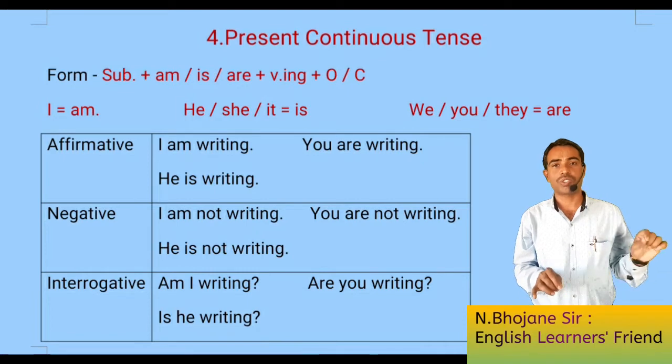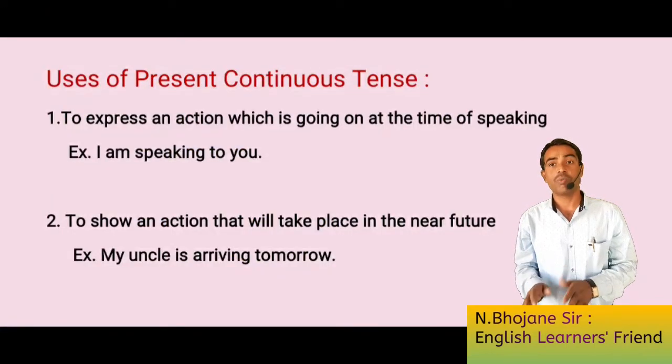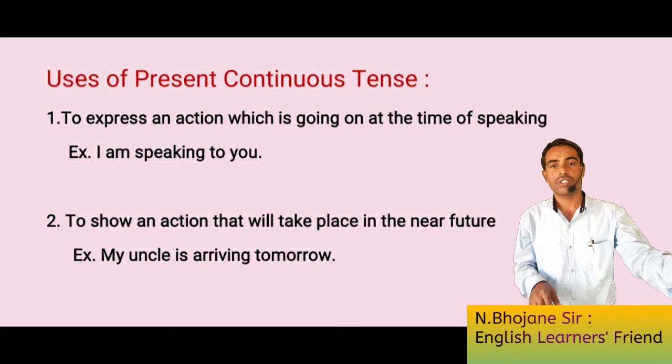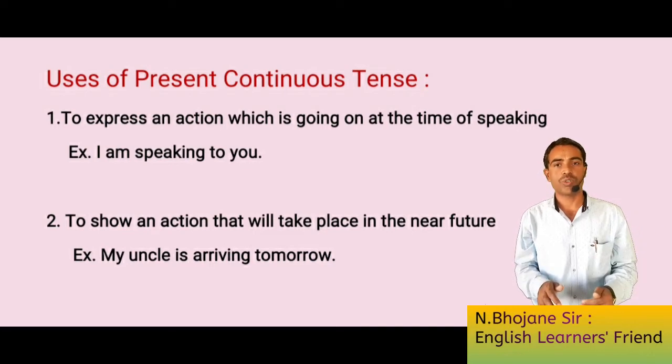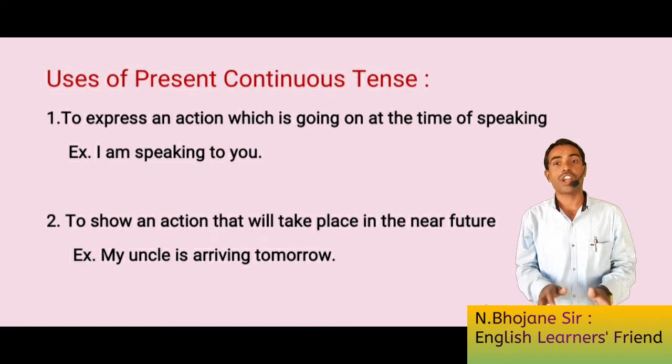Uses of present continuous tense. The tense is used to express an action which is going on at the time of speaking. For example, I am speaking to you. The tense is also used to show an action that will take place in the near future. For example, my uncle is arriving tomorrow.